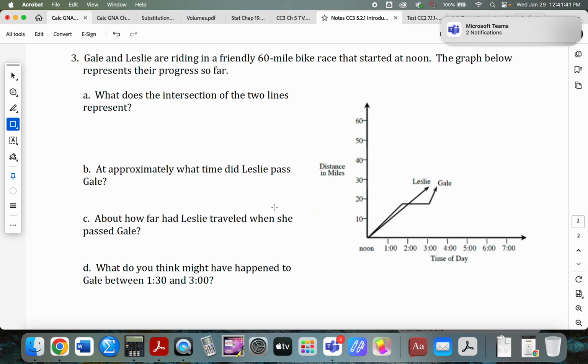So Gail and Leslie are riding in a friendly 60-mile bike race that started at noon. That's a long ride. Can't do 60 miles on a bike.